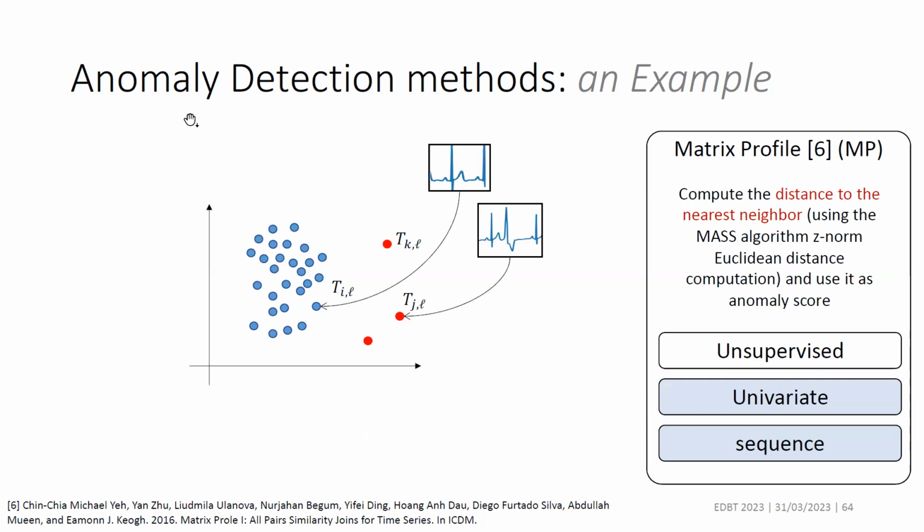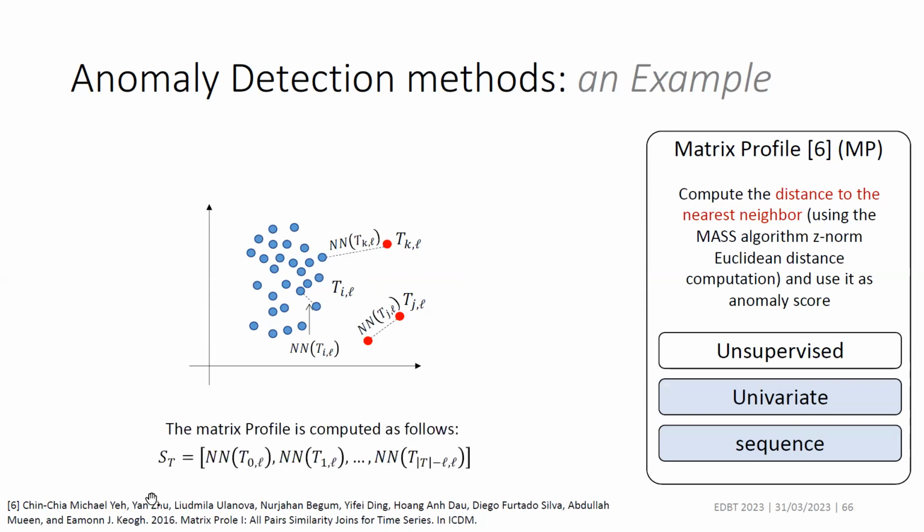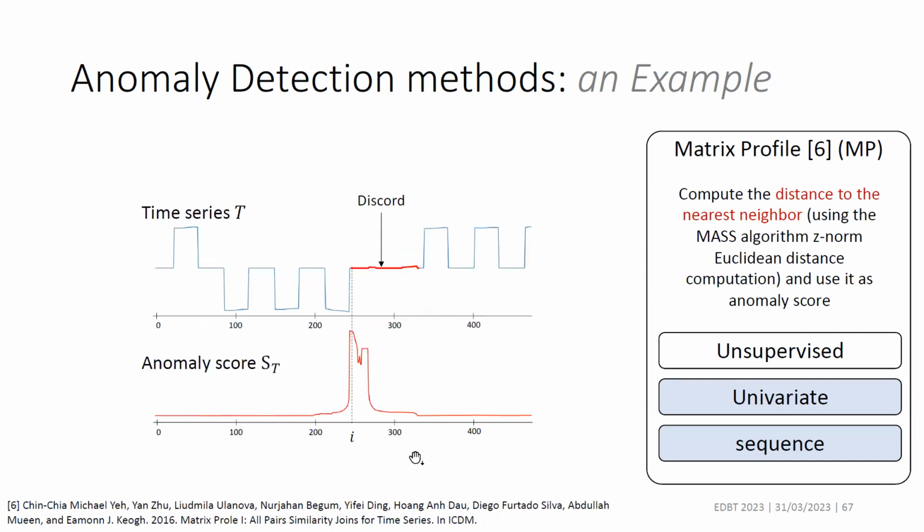Here is a view of a time series, and each point is a subsequence. Matrix profile computes the nearest neighbor distance and uses it as an anomaly score. You see that all the normal subsequences have a very low nearest neighbor distance compared to the anomaly in red. So the anomaly score is just the nearest neighbor distance for each subsequence of the time series. Here is an example.